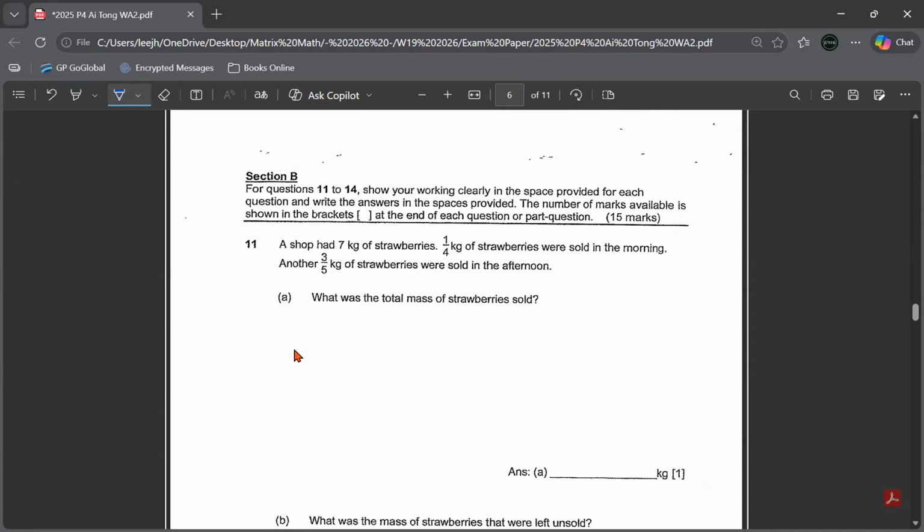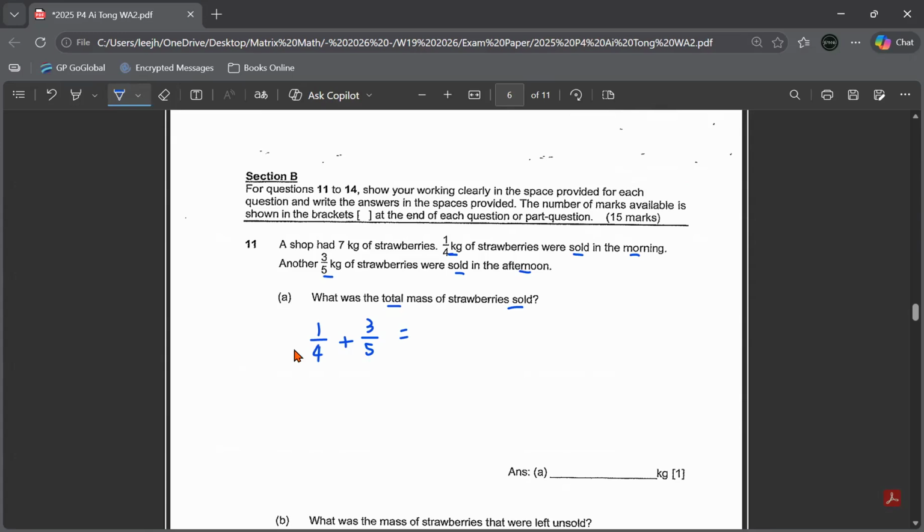So they're asking for the total mass of strawberries sold. We know 1/4 kg was sold in the morning, 3/5 kg sold in the afternoon. So we have to add these two fractions together. 1/4 plus 3/5. Because these are the fractions of strawberries sold in the morning and afternoon together.